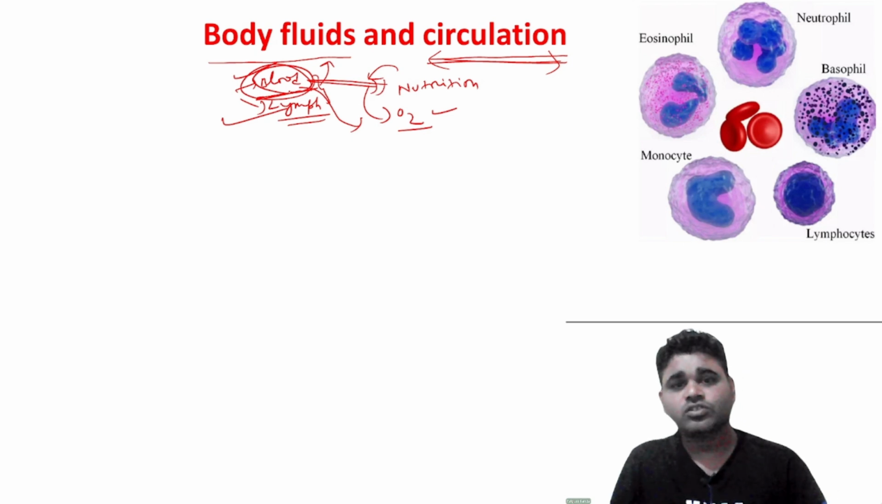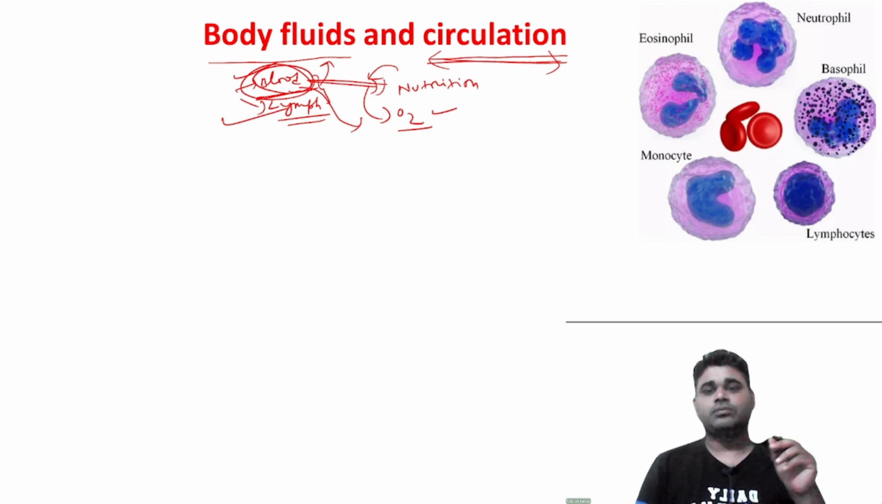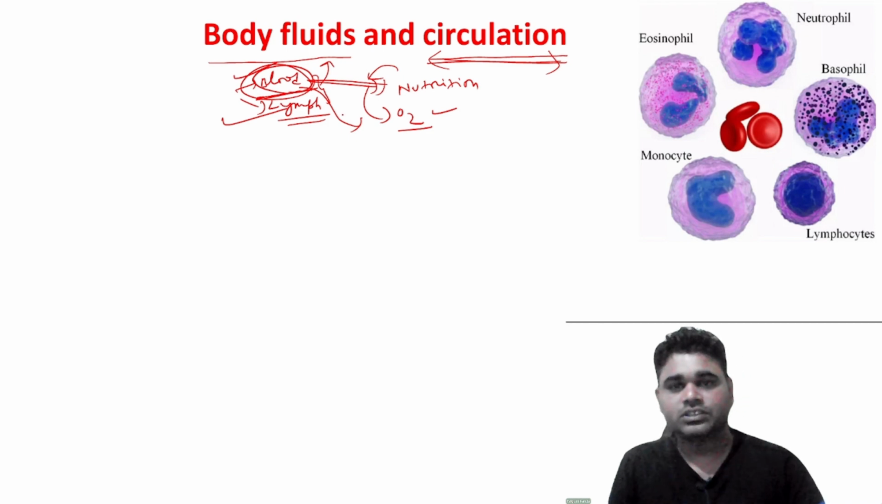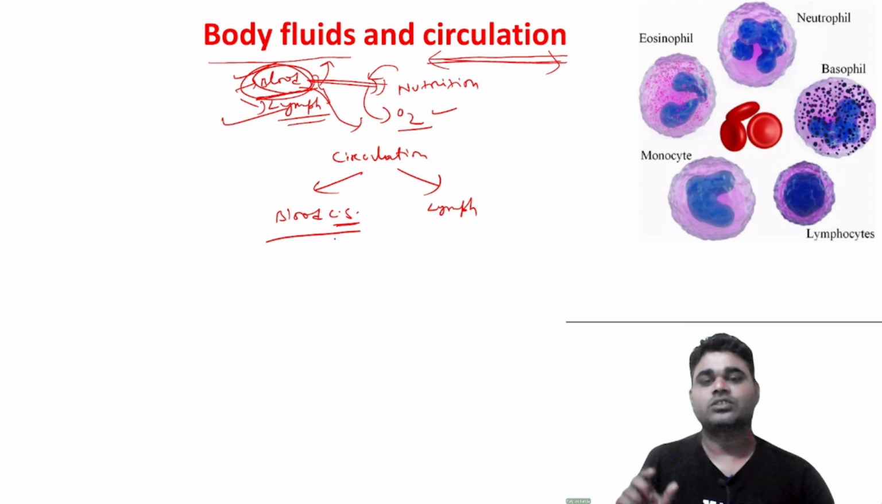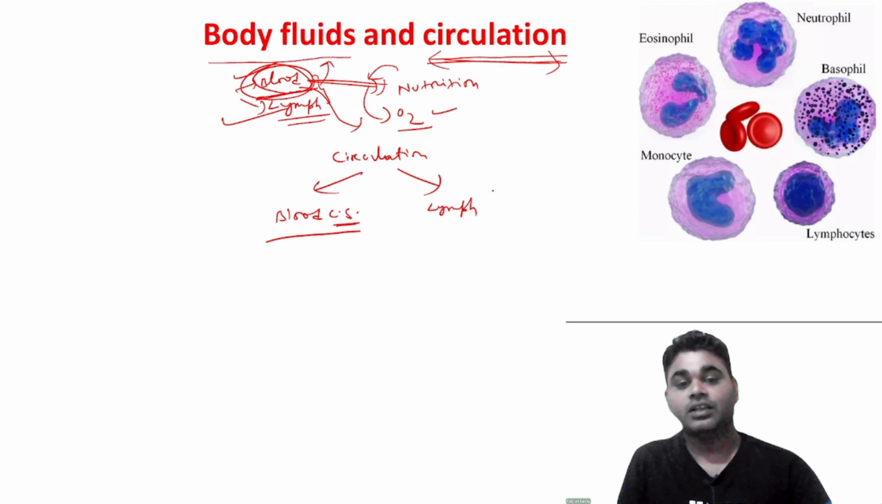The circulation is divided on the basis of the types of body fluid. The circulation is of two types on the basis of the body fluid. One is the blood and the other is the lymph. The circulation of the blood is called the blood circulatory system. CS means circulatory system. And the circulation of the lymph is called the lymphatic system.